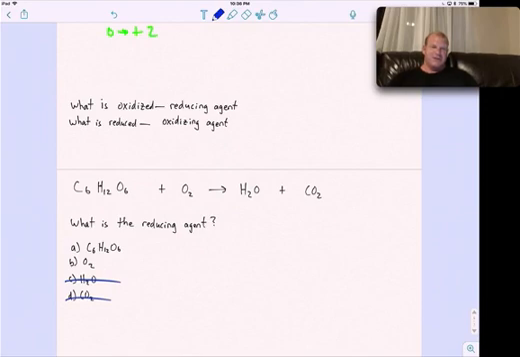And you can do this a couple ways. You can look at the oxidation states. Carbon is 0, and it's +4 here. So carbon is the one being oxidized. Since it's being oxidized, it's the reducing agent. So that's the reducing agent.